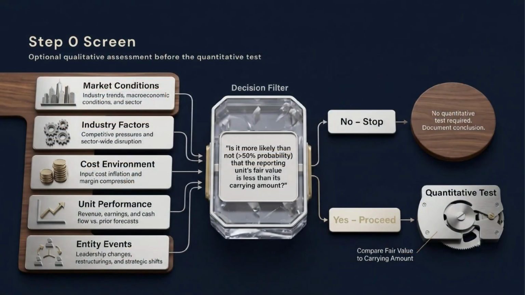ASC 350, subtopic 20, allows an optional qualitative assessment before the full quantitative test. This is often called the step 0 screen. The question is: is it more likely than not that the reporting unit fair value is less than its carrying amount? More likely than not means greater than 50% probability based on the weight of available evidence. If the answer is no, the company documents the conclusion and stops. If the answer is yes, the company proceeds to the quantitative impairment test. Inputs include market conditions, industry factors, cost pressure, unit performance, and entity specific events.